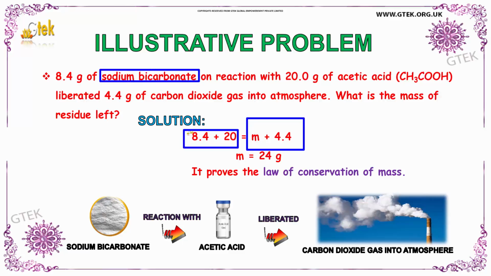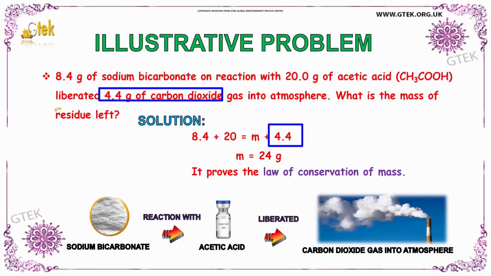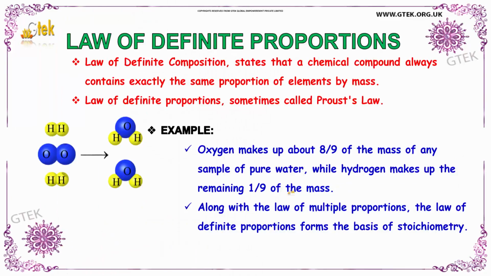So, sodium bicarbonate plus acetic acid is equal to carbon dioxide and residue. So 8.4 plus 20 is 28.4. So this plus will become minus. Minus 4.4, we get m equal to 24 gram. It proves the law of conservation of mass.